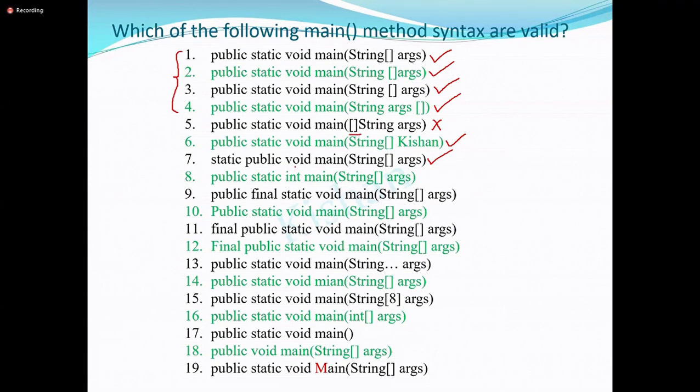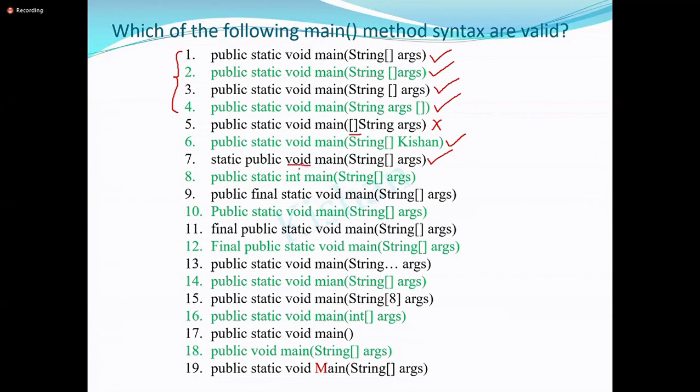Guys, whenever you are speaking about a method syntax, not exactly the main method, always before the method name, what should we be having? Before the method name, what should you be having? Before the method name, we should be having an identifier.